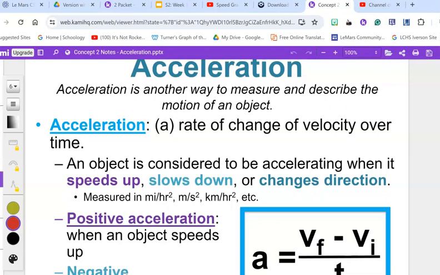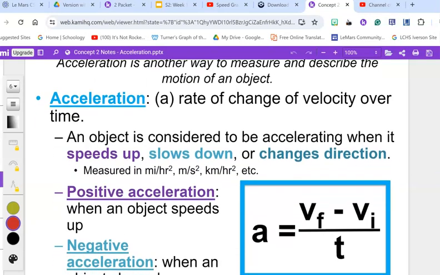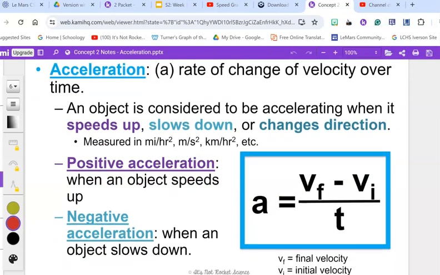Acceleration is the rate of change of velocity over time. Now remember, velocity is speed and direction. So if something changes its speed, or if something changes its direction, it is accelerating. So an object is considered to be accelerating when it speeds up, slows down, or changes direction.